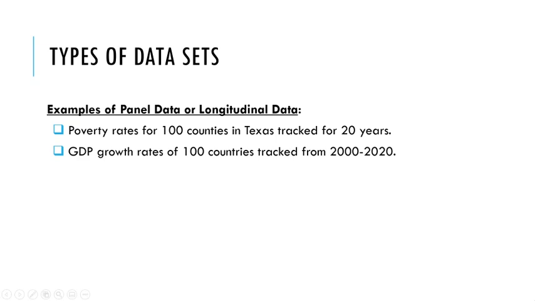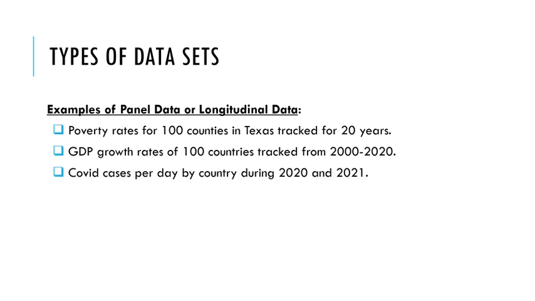GDP growth rates for 100 countries tracked from 2000 to 2020. So similar example, I've got a cross-sectional element with 100 countries. It's got to be the same countries from year to year to year, and I'm tracking them over the same 20-year period. Maybe I'm looking at COVID cases per day by country between 2020 and 2021. All right, so I've got countries. I've got to have the same countries, and I'm looking at it daily for this period between 2020 and 2021.